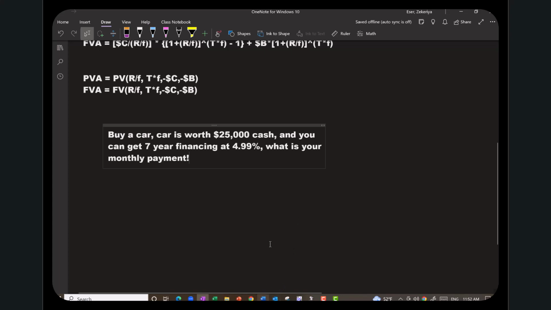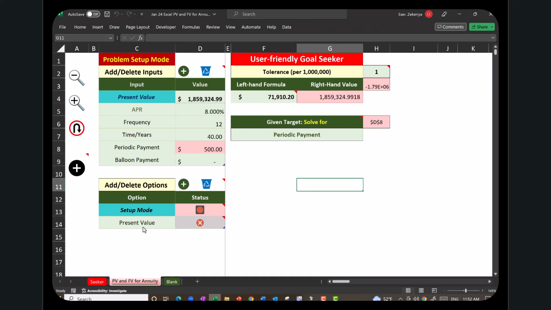Okay, in this problem, what are the things I know? I know the length of the annuity, 7 years. I know the compounding frequency, 12. I know the interest rate, 4.99. I don't know what payment is, okay? There's no balloon payment, so it's 0. But I also know the present value of this annuity, because that's the value of the car now. So first and foremost, I need to decide what am I doing, present value or future value. Well, I'm doing present value, so I'm not going to do anything over there.